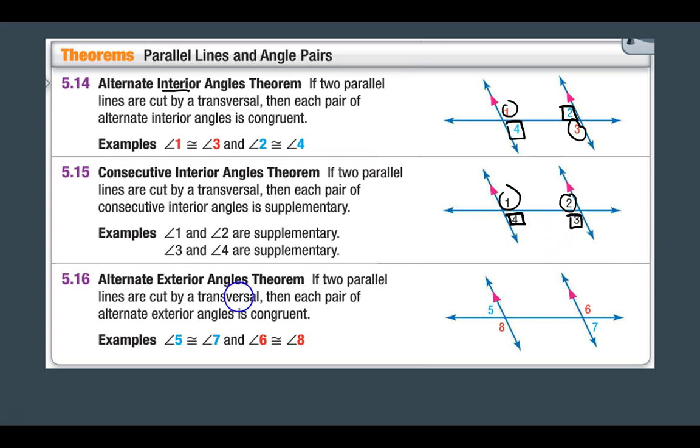Alternate exterior angles theorem. If two parallel lines are cut by a transversal, then each pair of alternate exterior angles is congruent. Alternate, opposite sides, so 5 and 7 are opposite sides. But it also does say exterior angles, so opposite sides and they're exterior. And 8 and 6 are their own pair as well, which means they're congruent to each other. So circles with circles and squares with squares.